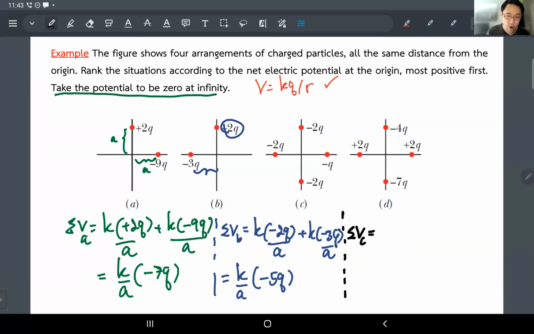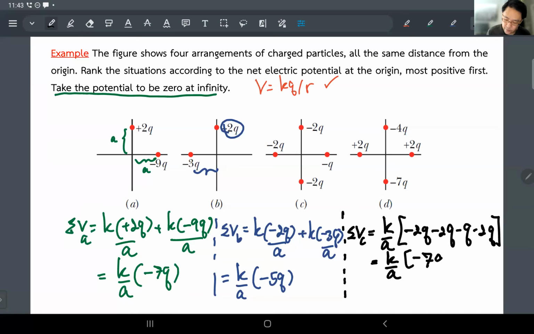They are all at the same distance from the origin. So you're going to get K Q over A, K Q over A, and so on. So K over A can be pulled out. It's a common factor. So now you start to see, let me pull that K over A out. And all you need to do is just sum all the charges, right? Does that make sense to you now? That's what you do. K over A is a common factor in all charges. So over here, you just sum minus 2Q, minus 2Q, minus Q, minus 2Q. So what you have in case C is going to be minus 7Q.